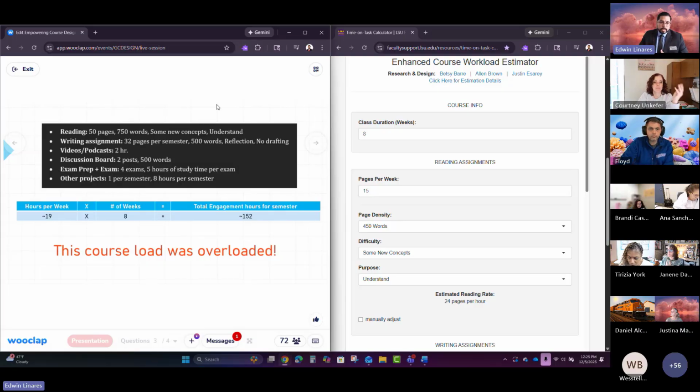After doing the calculation, you should have come out with roughly about 19 hours every week of total student engagement. Multiplying that by the number of weeks, which is 8, you will get a total of 152 hours. Now, that is overload. We don't want to put way too much information and content towards the students because they'll feel that pressure, and it won't help them and their success.